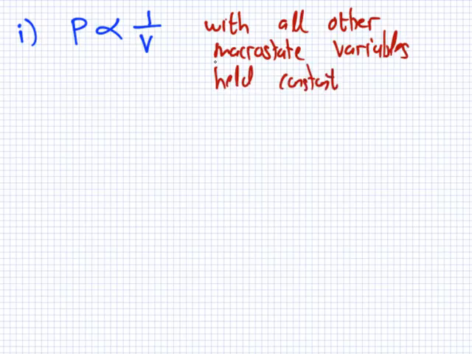Iyad or Musharif, do either of you know this word macrostate? Macrostate variables are pressure, volume, temperature, moles, you know, your P, V, n or T variables. So here the pressure has this relationship to volume as long as you keep everything else the same. You don't change the temperature or the mass or anything.